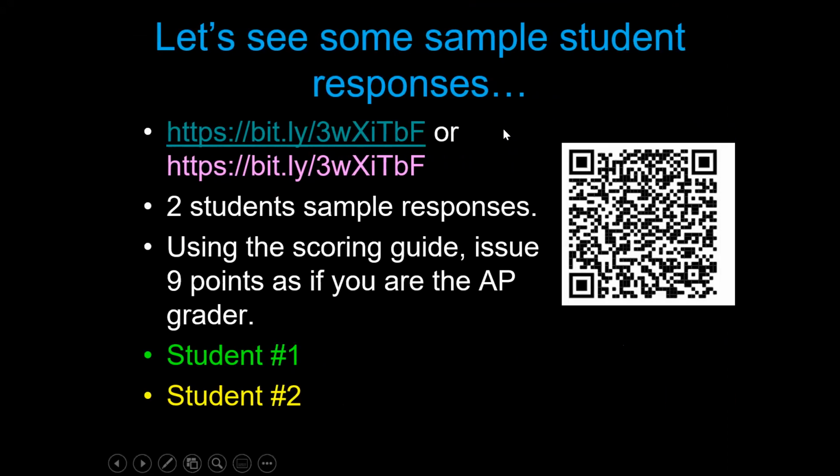All right, so once you're done with that, I want you to see some sample student responses. Here are 2 student responses on the actual test. Now, using the scoring guide, issue 9 points as if you are the AP grader. This is a tiny URL you can use, or you can use a QR code. So let's go ahead and pull that up.